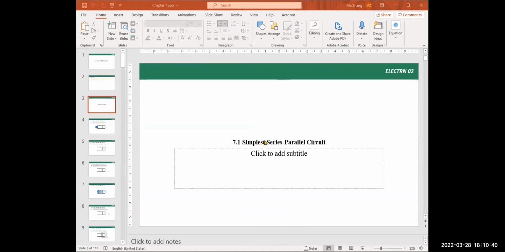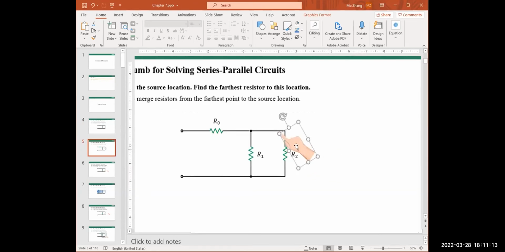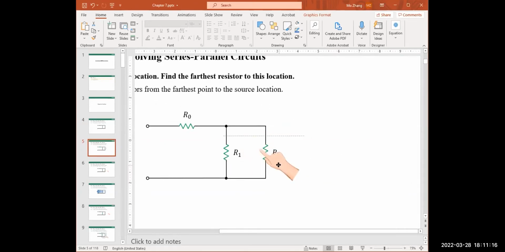Here, 7.1, simplest series parallel circuit. Let's look at what the simplest series parallel circuit looks like. Let me remove the circle. This circuit is just the simplest series parallel combination circuit, or in short, series parallel circuit. As you can see, if you look at just these two branches, they are connected in parallel. R1 and R2 are in parallel.